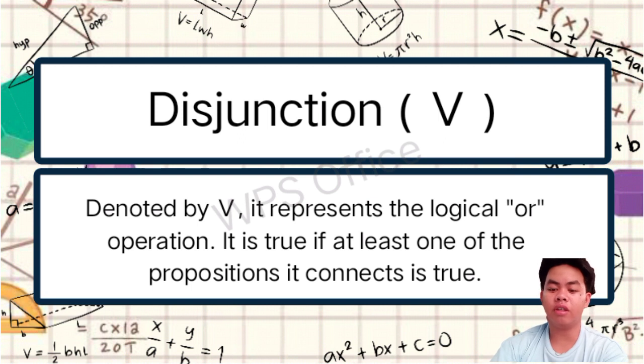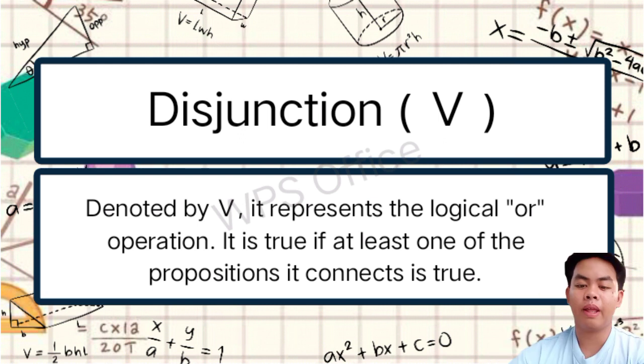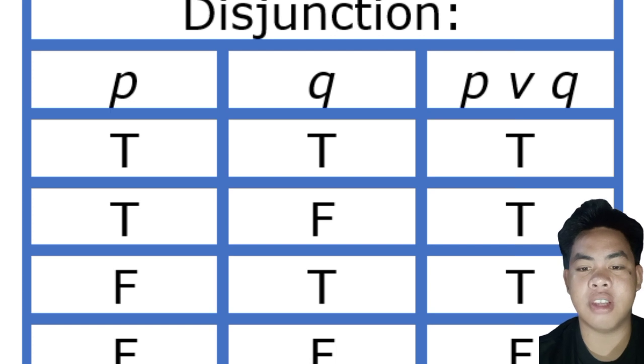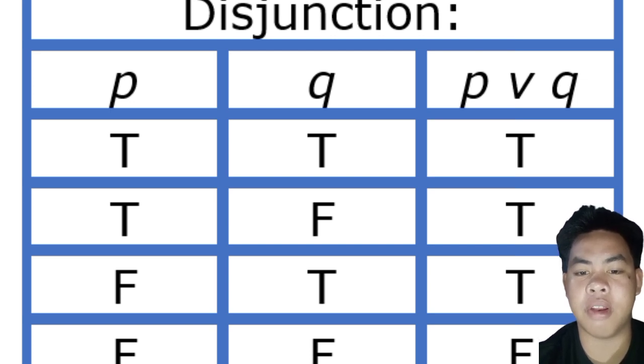Disjunction, denoted by V, represents the logical OR operation. It is true if at least one of the propositions it connects is true. Sa disjunction, if ang P o Q kay true, true ang answer. If TF, true gyapon. Ang FF para may false.